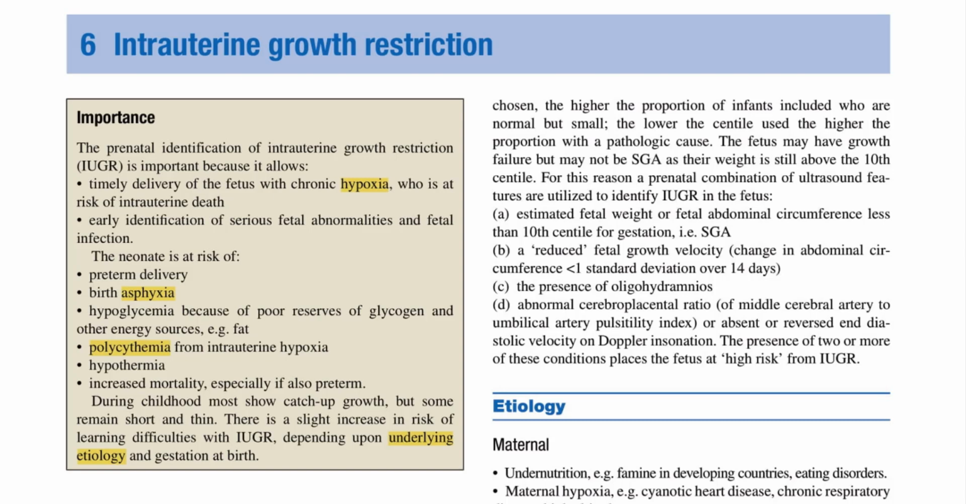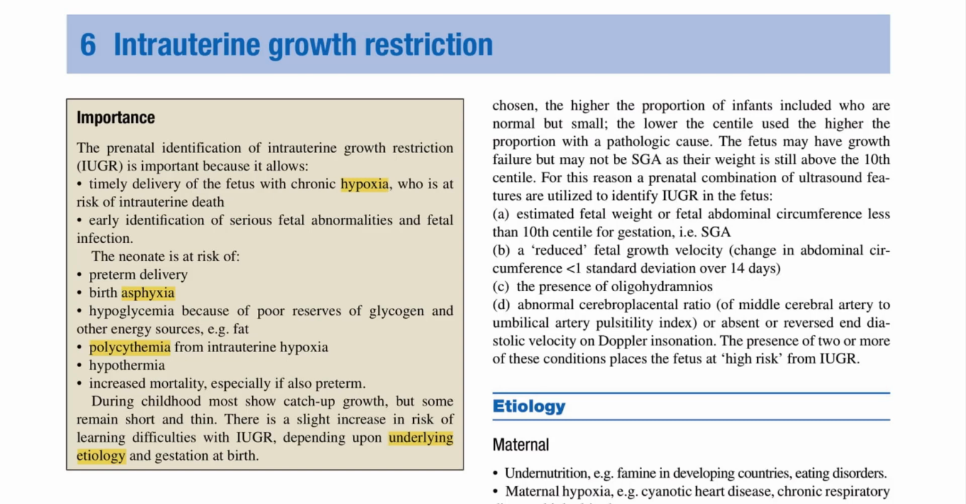Unit 6. Intrauterine growth restriction. Importance. The prenatal identification of intrauterine growth restriction, IUGR, is important because it allows timely delivery of the fetus with chronic hypoxia, who is at risk of intrauterine death. Early identification of serious fetal abnormalities and fetal infection.